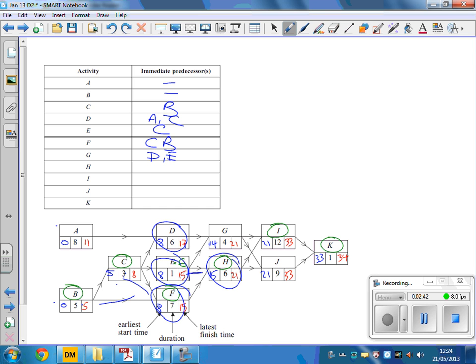Before H is E and F. Before I is G and H. J is G and H as well. And K on the end there is the two at the end there. Just a couple of marks for your precedence table.